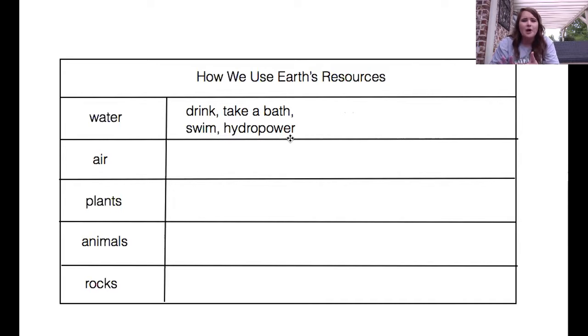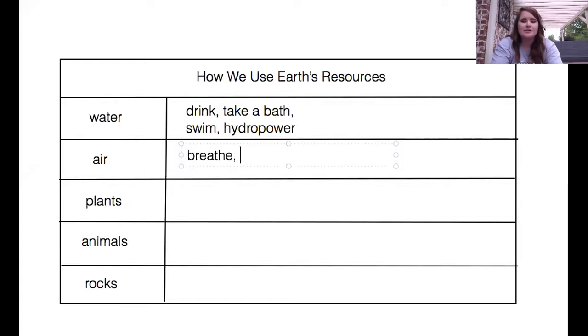All right, if we look at our second resource, air. That one should be really easy off the top of your head. Why do we need air? To breathe. We have to have air to breathe. Not just us, but animals need it as well. Plants also use it. They actually take in the carbon dioxide that we breathe out and convert it to oxygen so that we can breathe. So the plants actually help us with air, but we need air to breathe. What else do we need air for?